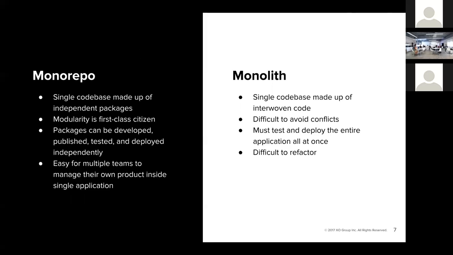A lot of people just think that a monorepo is like a monolithic application, but there are some key differences here. There are some guidelines. The monorepo is just a single code base made of independent packages, and the independent package is the most important part of that. Modularity is a first-class citizen. The packages can be developed, published, tested, and deployed independently of each other, and it's easy for multiple teams to manage their own product inside of a single application.